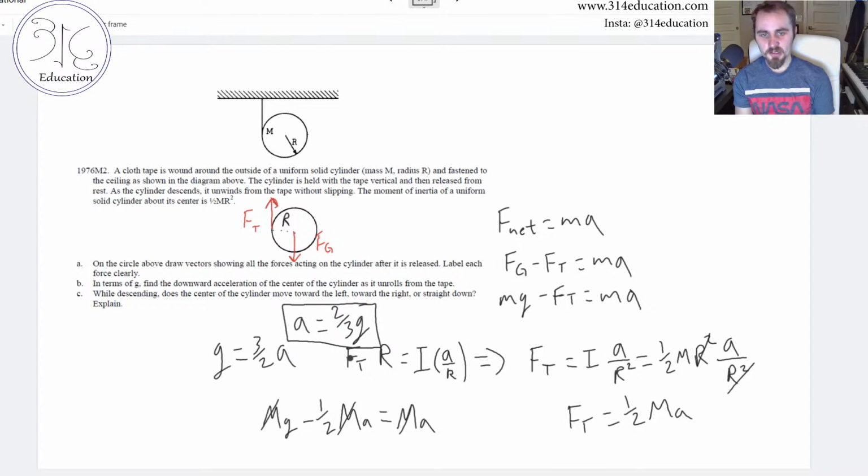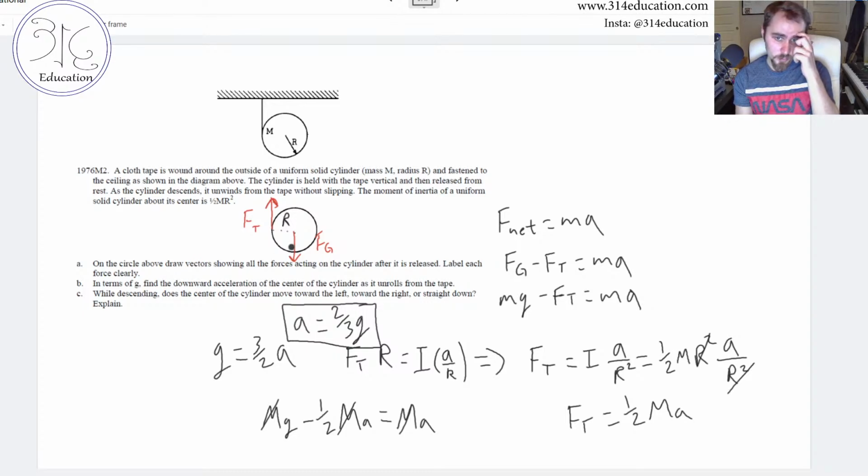There we go. And that's in terms of g. That's what we're looking for. So very good. Next, we're asked, does the center of mass of the cylinder, so the center of the cylinder, move towards the left, towards the right, or straight down while it's descending?